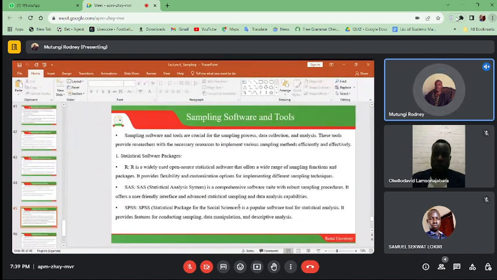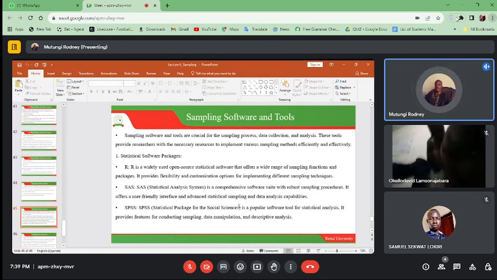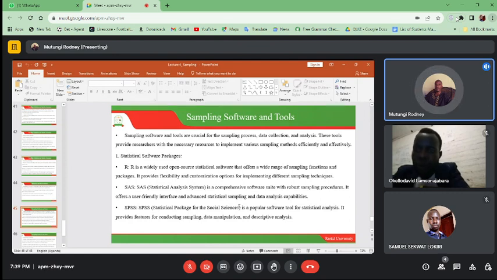Then there are a lot of sampling software and tools. So these ones, we are just going to rush through them. They are generally what enable us to, first of all, come up with samples. Second, to see perhaps if we need a sampling interval, how would we do that? Then they can also help us to collect data itself. They can also help us to clean it, but also analyze the data and give that information that we need.